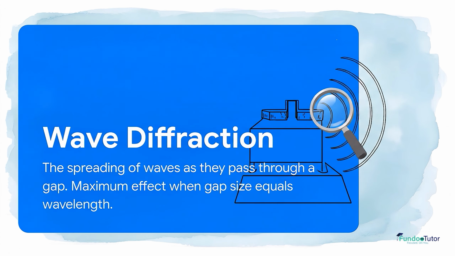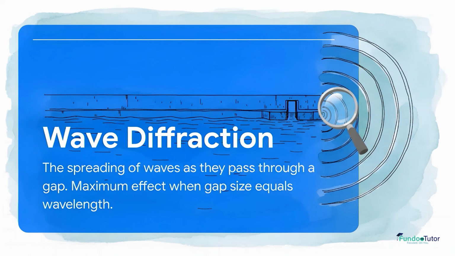Okay, diffraction. It sounds complicated, but it's really just waves spreading out. Imagine waves at the beach passing through a narrow gap in some rocks. They don't just continue in a straight line, right? They spread out in curves on the other side. And here's the key fact to remember for your exam. You get the most diffraction, the most spreading, when the size of that gap is about the same as the wavelength of the wave itself.